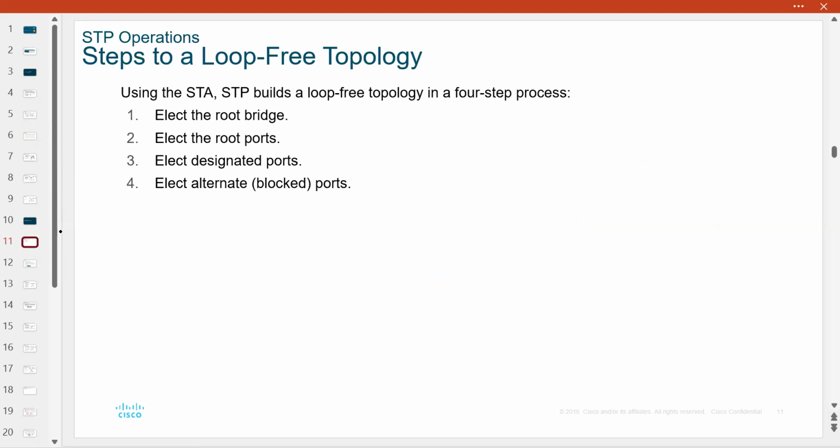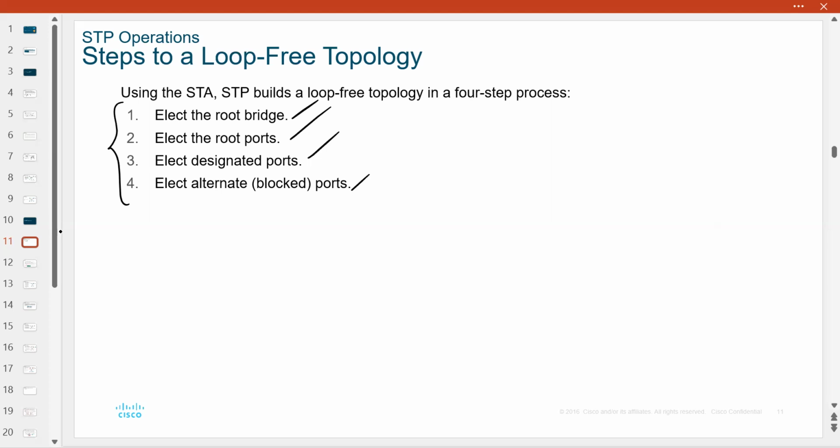STP builds a loop-free topology in 4 steps. Step number 1, it elects the root bridge, then it elects the root ports, elects the designated ports, and elects the blocked or alternate ports, right? So these are the steps we are going to discuss.